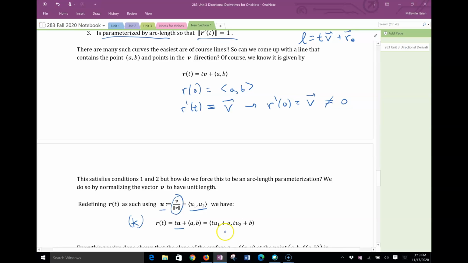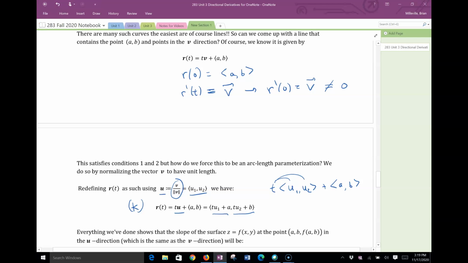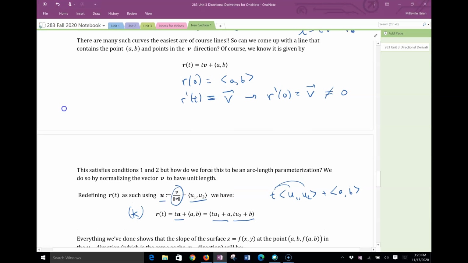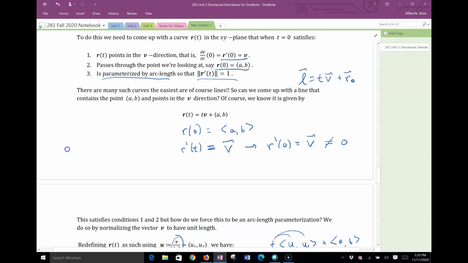Now to get past the second equal sign, all I did was distribute the t to each component and then add together. So we're talking about t times the vector u1, u2 plus the vector AB. If we just want to combine this, we would do the scalar multiplication and then add component wise. That gives us t times u1 plus a in the first component, t times u2 plus b in the second component. Now that curve right there satisfies all three of these conditions.